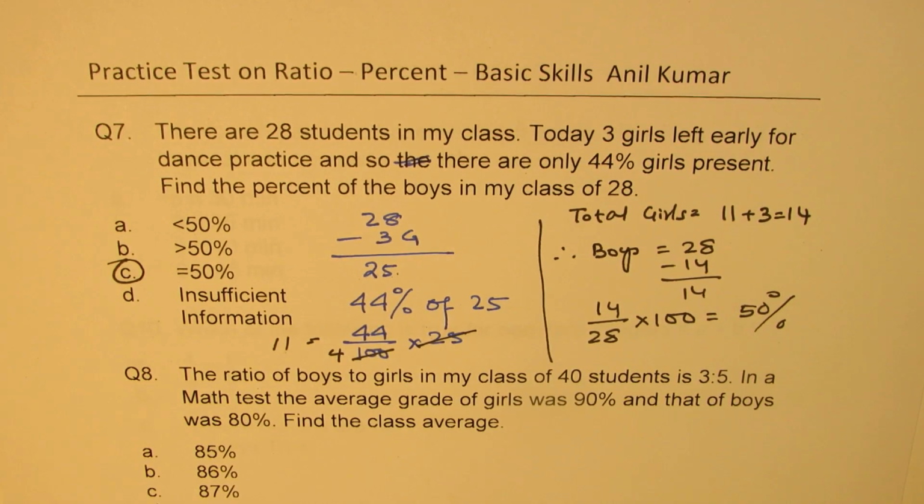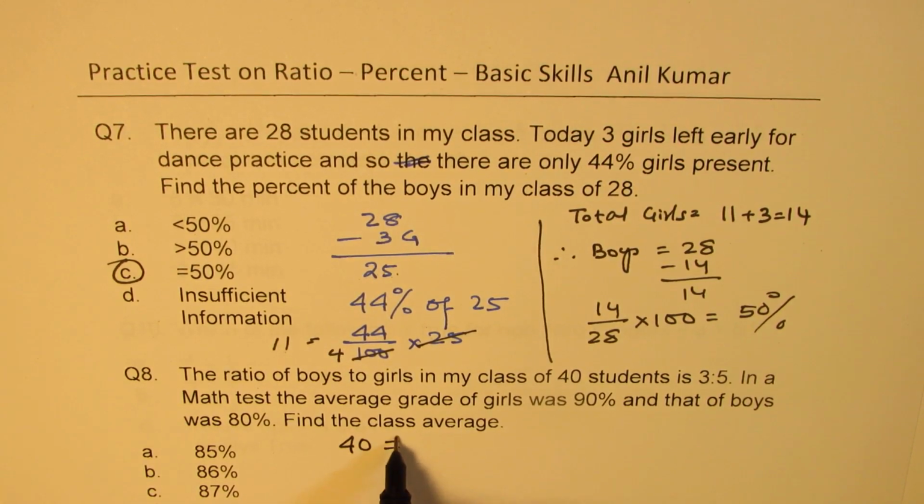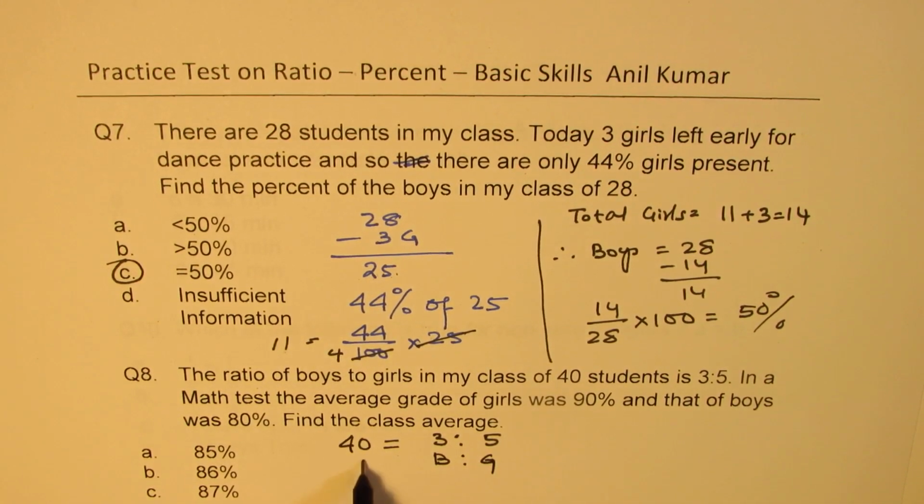Question number 8. The ratio of boys to girls in my class of 40 students is 3:5. So we have 40 students, and now within this we have 3:5 as the ratio of boys to girls, correct? So these are the students.